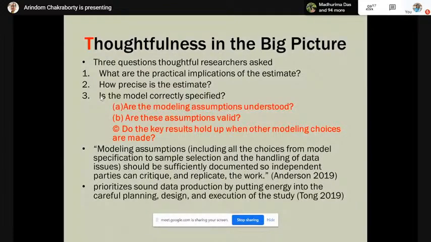Prioritize sound data production by putting energy into the careful planning, design, and execution of the study. That is what I was talking about, that your design should be very sensitive. You should collect your data in a proper way. You will take the measures in a proper manner, and you will produce good, solid data which can be replicated.